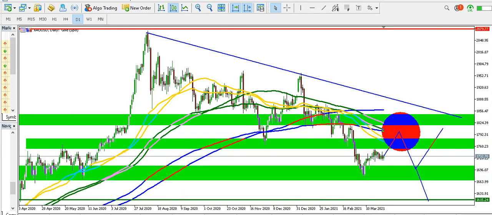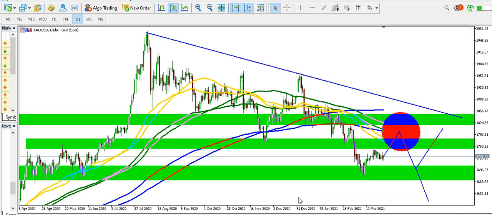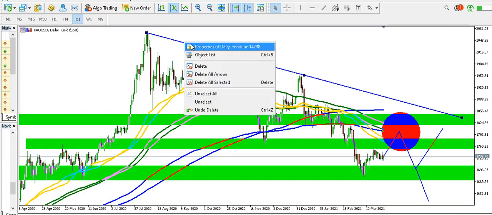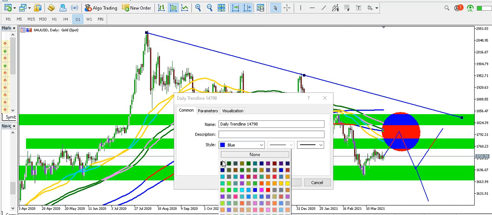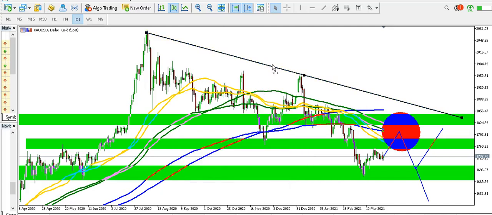Okay, so remove this and this. So we are still looking at the daily time frame. So let me change the color to black. All right. So we have been able to draw a trend line connecting these points. We need to draw a trend line to connect this point. So I'm done with the moving averages.